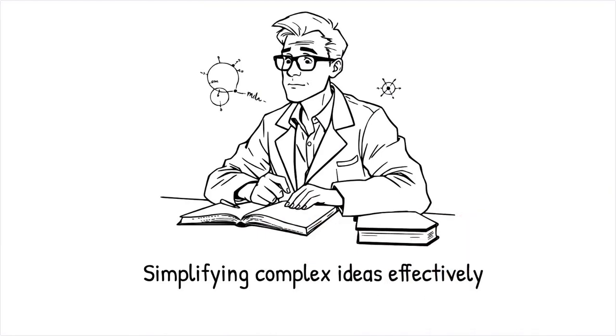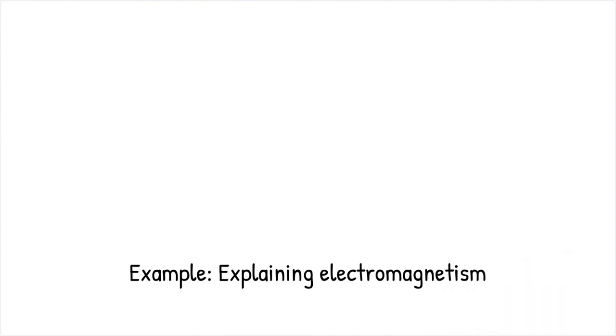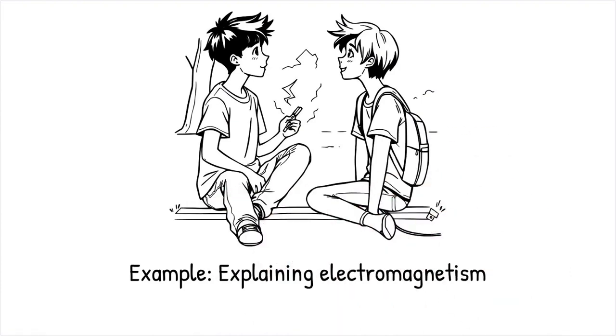A high school student studying electromagnetism might try to explain how electric currents work to a friend using only everyday language and analogies. It's like trying to describe your favorite movie to someone who's never seen it. You have to break it down into its most basic, relatable elements.